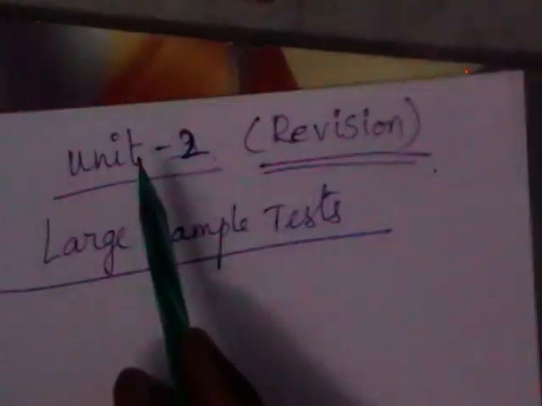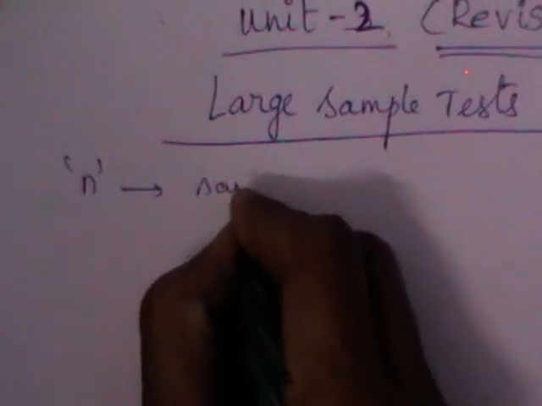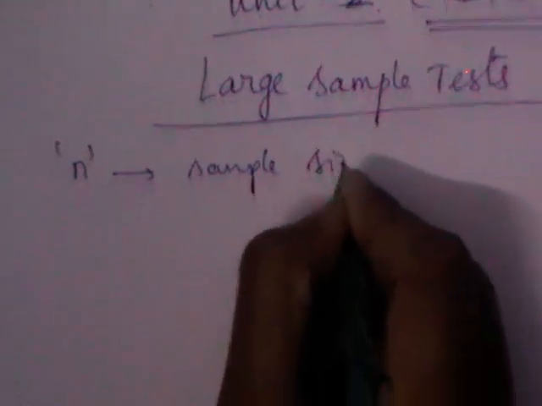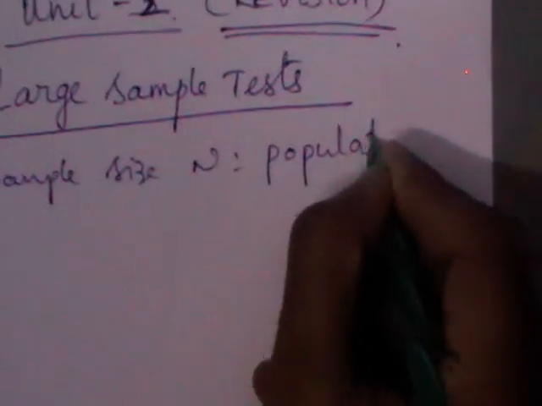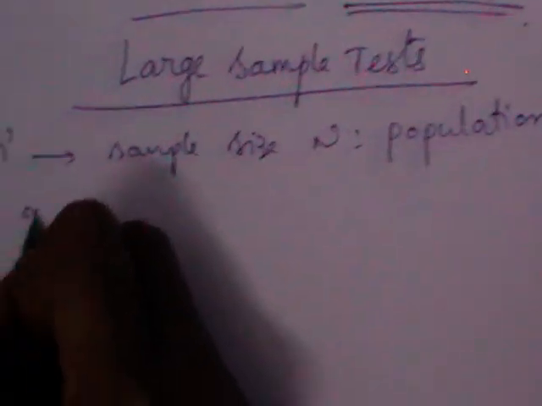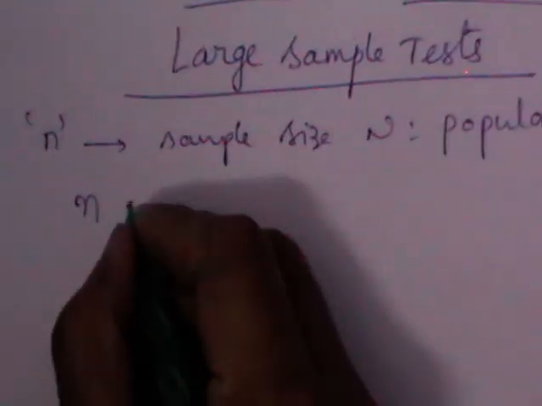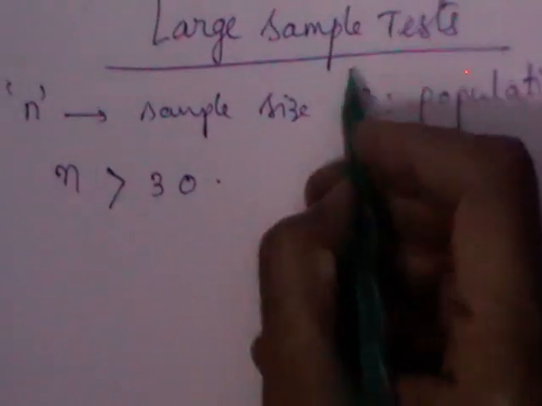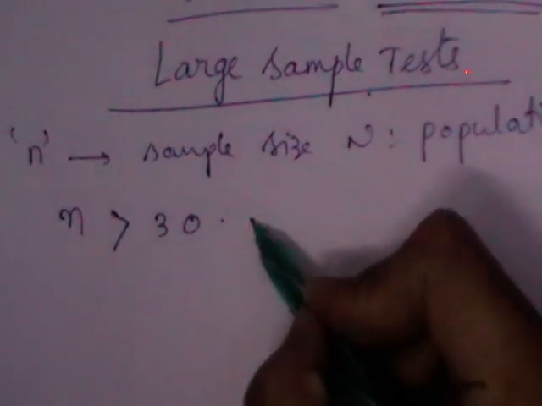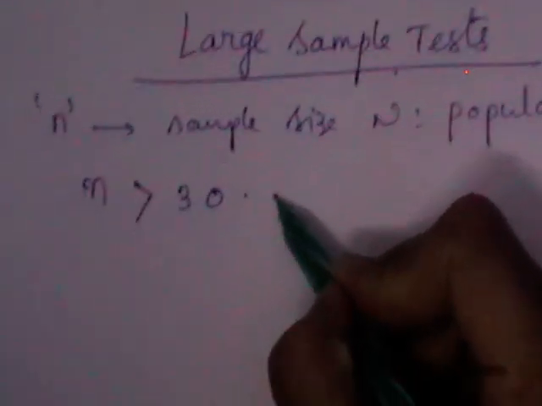Let us start the revision of Unit 2, large sample test. You know that small n stands for sample size, capital N stands for population size. Whenever the collected sample is large in size, greater than or equal to 30, all those samples are called large samples, and the tests based on them are called the large sample tests.